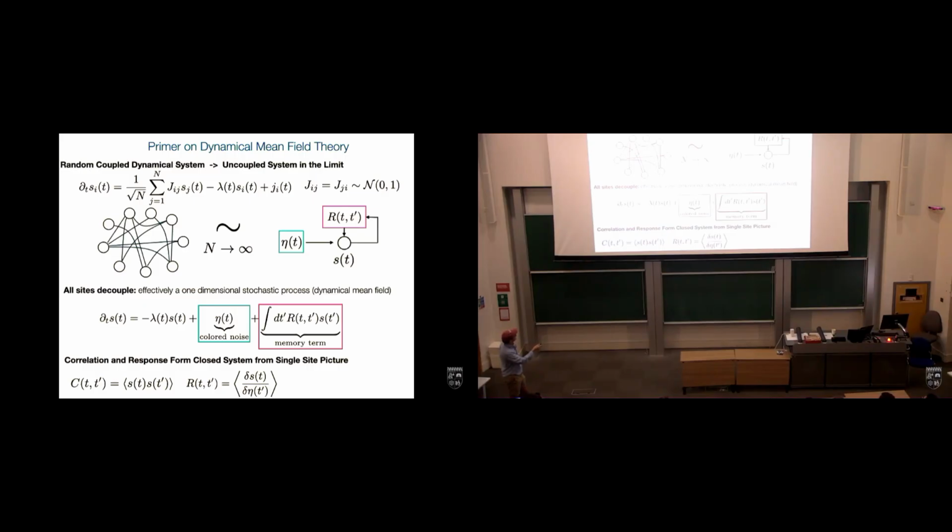The covariance of this noise is in fact the same as the correlation I would get if I computed the two-point function of this S. And the response is what I'd get if I kicked the right-hand side at time t prime and measured the response of the same site at time t.